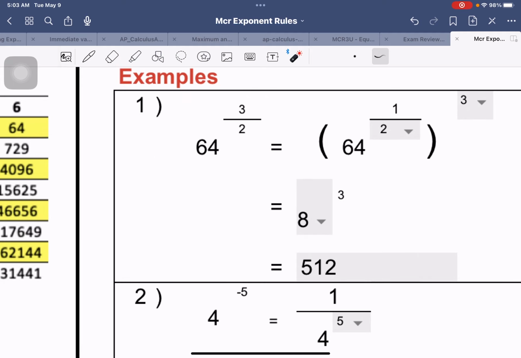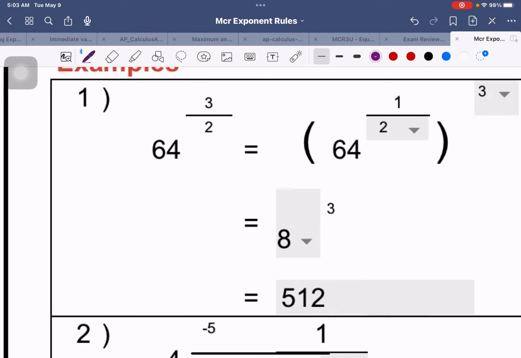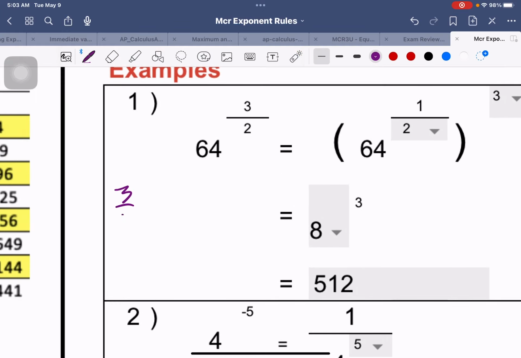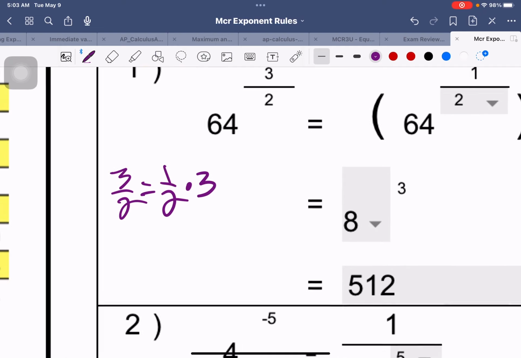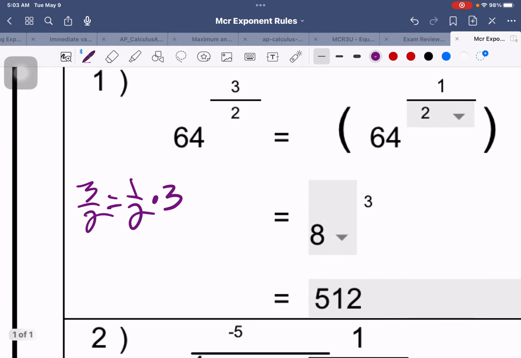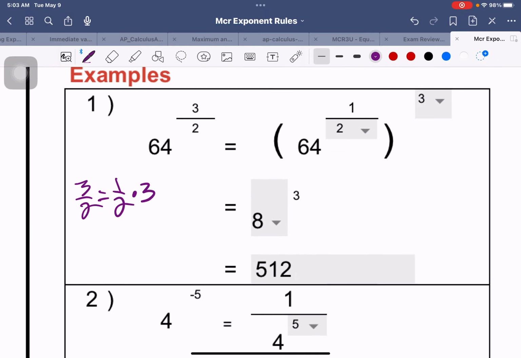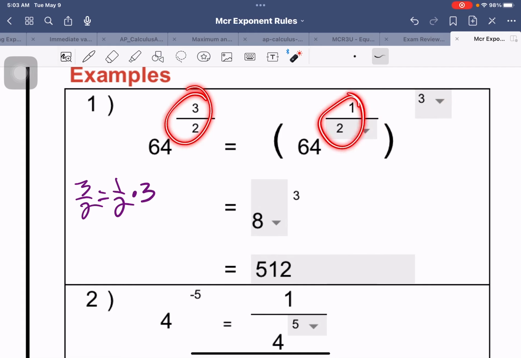So we know that we need the 3/2 factor of 64. One of the easiest ways we can do that is we can recognize that 3/2 equals 1/2 multiplied by 3, right? That's a pretty straightforward calculation. So 1/2 of 3. I know that in this scenario, when I have an exponent on a power, I multiply the exponents. So it's 3/2 is equal to 1/2 of 3.